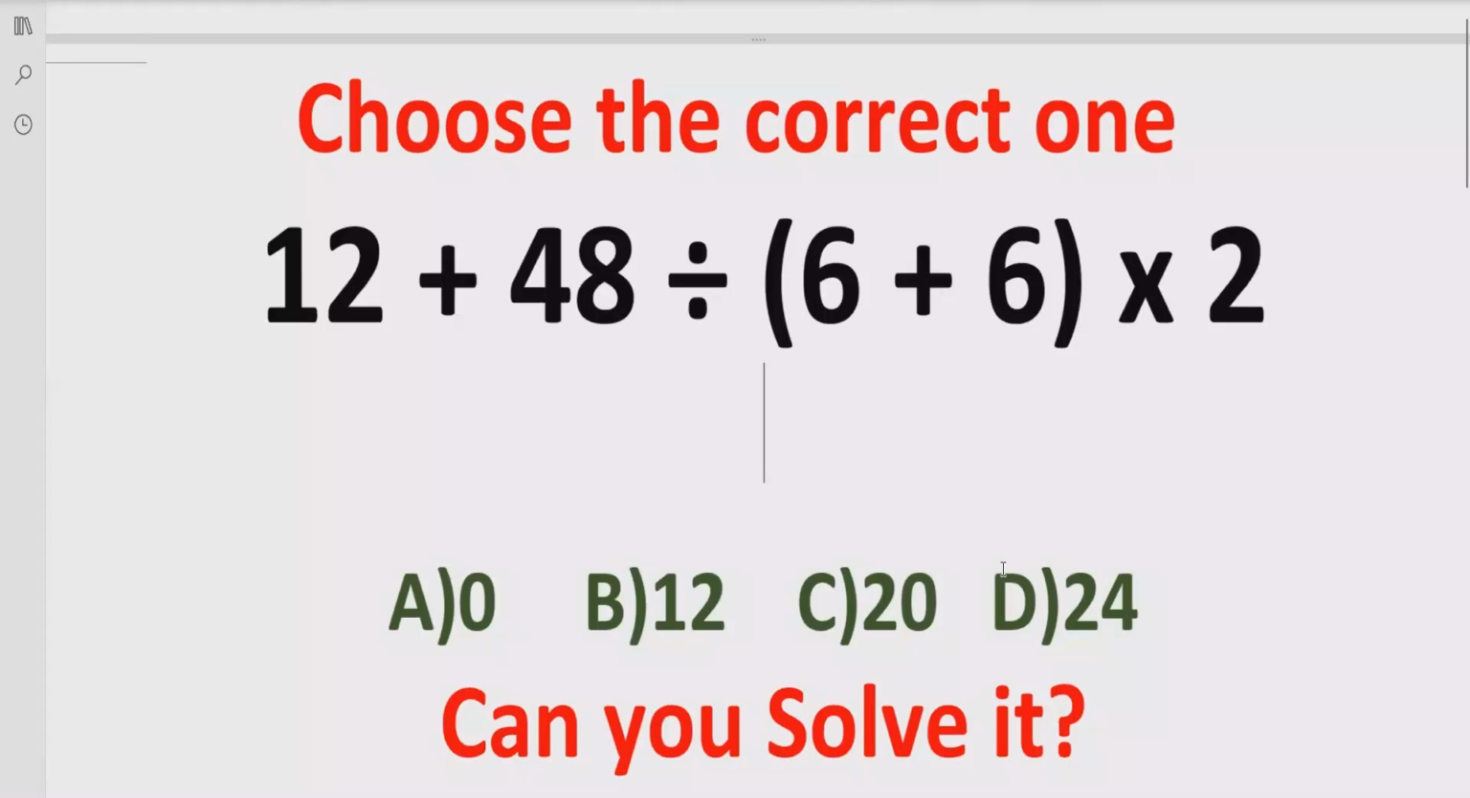Today we will solve another quiz which is related to arithmetic expression. The quiz contains the basic operations: plus, multiplication and division. So we have to solve this quiz using the PEMDAS and BODMAS method and find out the correct answer. In the answer list we have four answers. A is 0, B is 12, C is 20 and D is 24. So let's see after solving it which answer is correct.